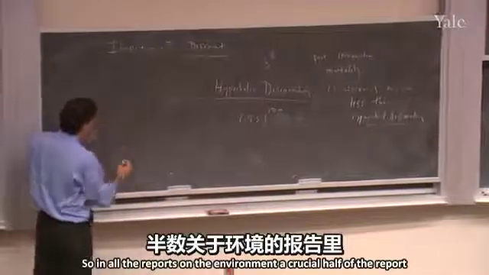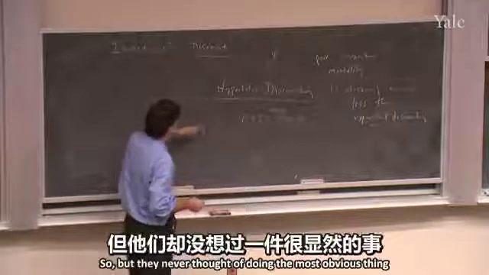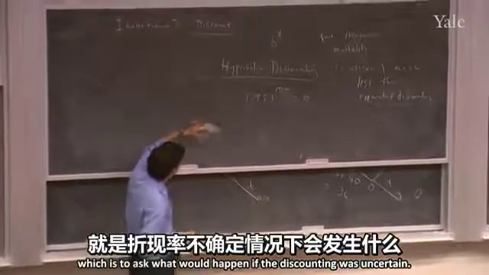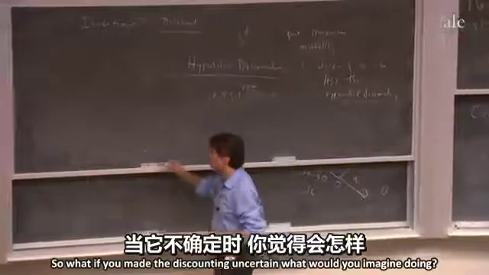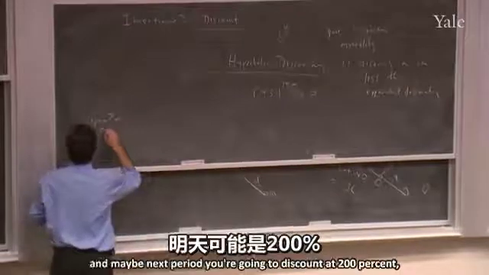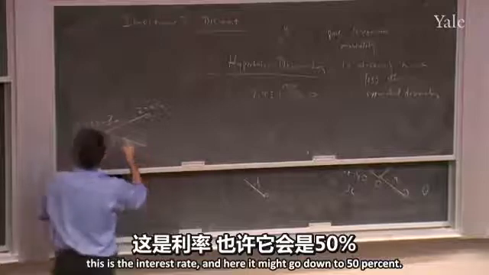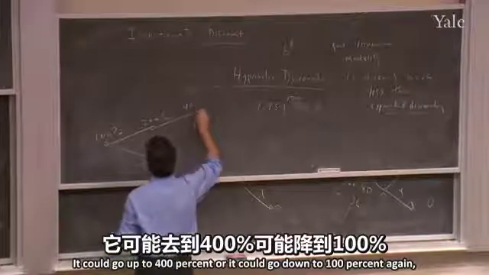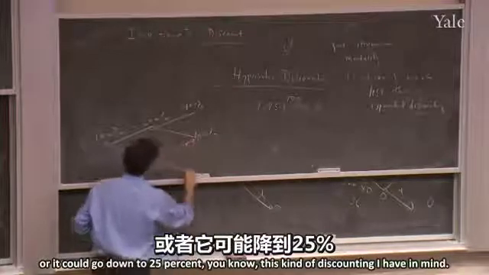So in all the reports on the environment, a crucial half of the report is devoted to what the discount rate should be. But they never thought of doing the most obvious thing, which is to ask, what would happen if the discounting was uncertain? All of these are certain discount rates. So what if you made the discounting uncertain? So suppose you discount today at 100%, and maybe next period you're going to discount at 200%. This is the interest rate. Here it might go down to 50%. It could go up to 400%. Or it could go down to 100% again. Or it could go down to 25%.